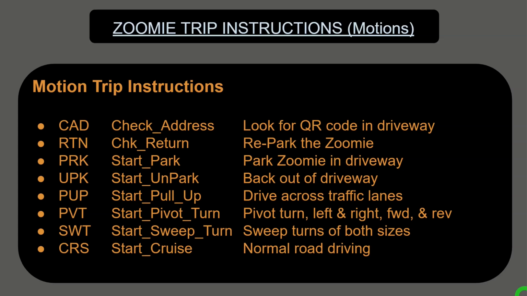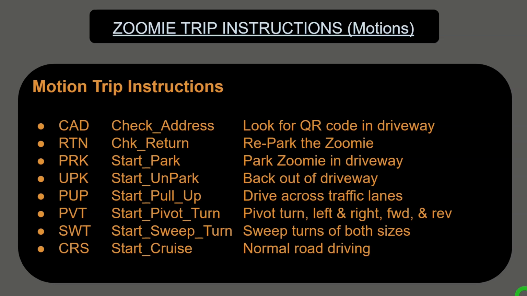PVT is my pivot turns. This is very similar to what we had in the past, but it's all combined into one class method for forward, reverse, left, and right. That type of motion is strictly turning by rotating one of the two wheels and pivoting on the non-rotating wheel.